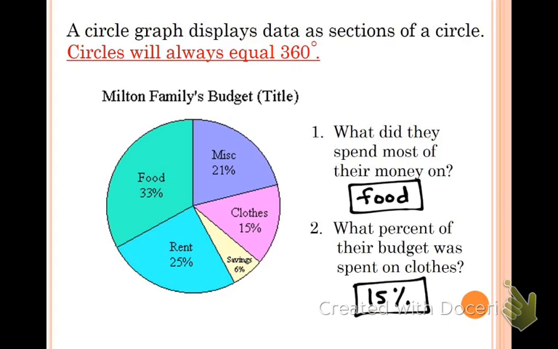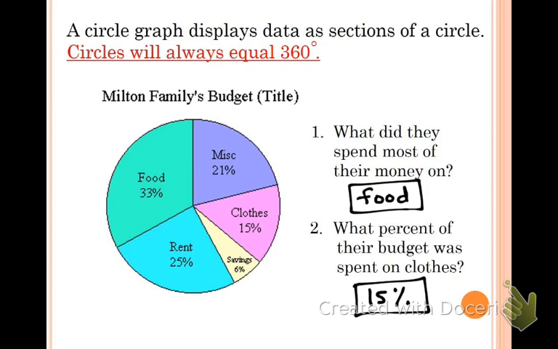So who could tell me something else that you can gather just by looking at this circle graph? What else can we figure out about their family budget? Okay, they spent 25% on rent. What else can we tell? Okay, they did not put very much money in savings. If you look right here, it says only 6% of their money went into savings. So they're not saving a whole lot, okay? You can tell also they spent more on rent than they did on clothes, okay?